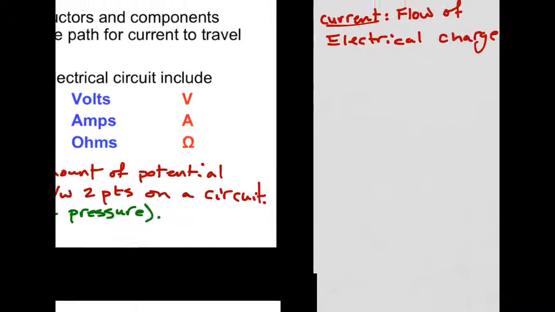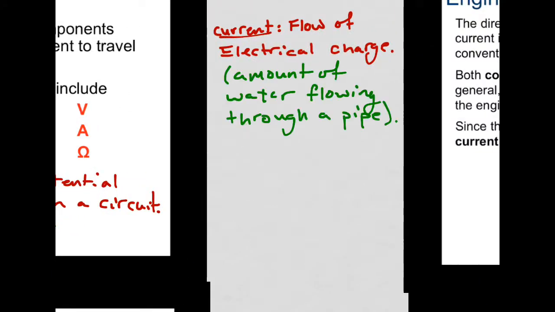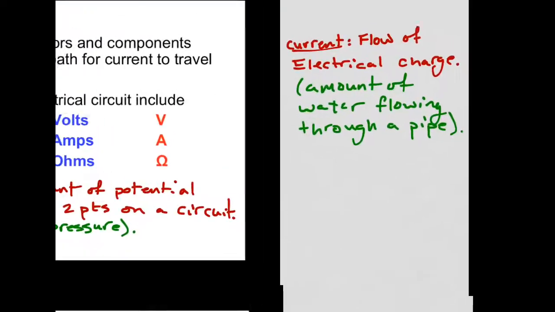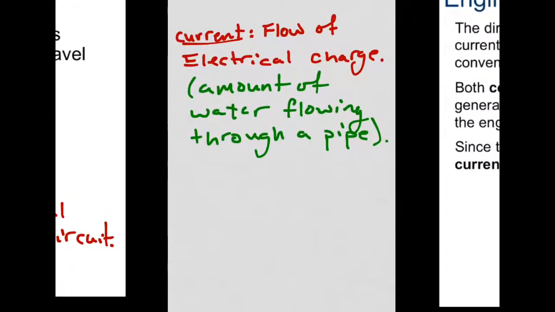You can think of current as the amount of water flowing through a pipe. I'm going to get to this analogy in a minute, but current is like the amount of flow, the amount of stuff that's flowing. If you have a lot of current, if the current is really, really high, then a lot of charge is flowing through whatever wire that you have. If the current is very low, then there's a little bit of charge flowing through the wire that you have.